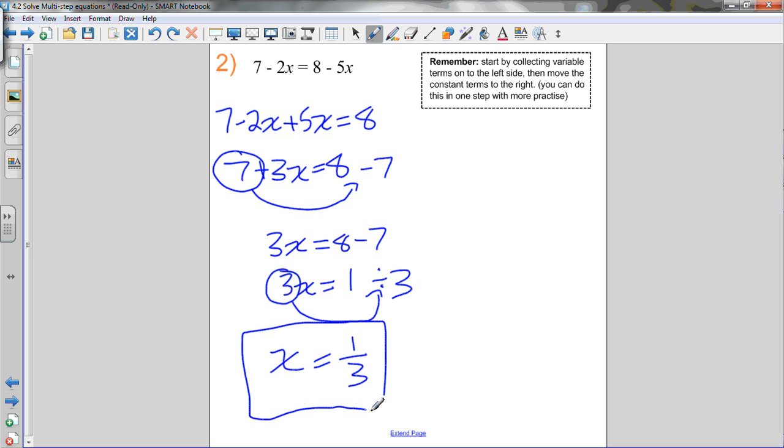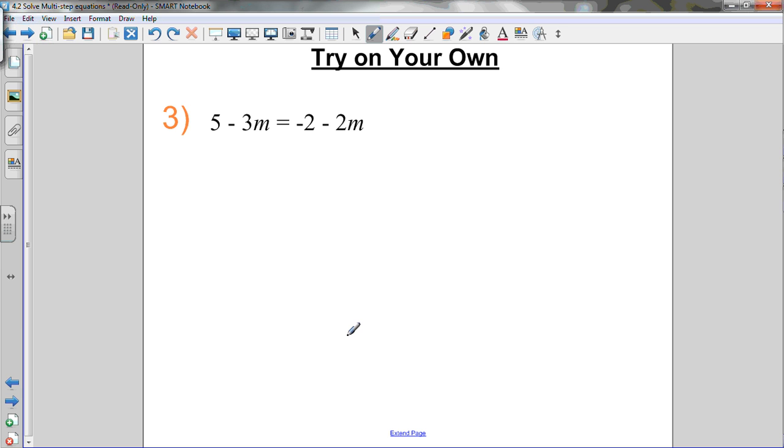And you can plug that back in and make sure that's the correct answer if you would like. Alright, number 3. 5 minus 3m equals negative 2 minus 2m. Try this one on your own quickly. Press pause and try it now. Okay, now that you've had a chance to try it, let me go through the solution for you.